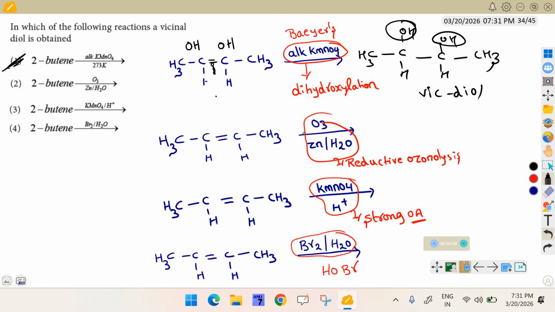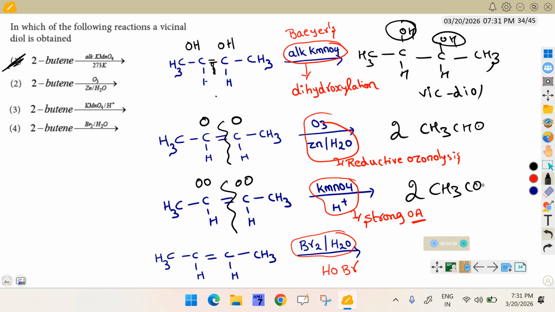Next one, reductive ozonolysis. Break the double bond, left side oxygen, right side oxygen. It gives 2 moles of CH3CHO. Next, KMnO4/H+, not alkaline KMnO4. KMnO4/H+ acts as a strong oxidizing agent. Left side 2 oxygens, right side 2 oxygens, giving 2 moles of CH3COOH. Then Br2 with H2O: break the pi bond, on one side add OH group, on the other side add Br.